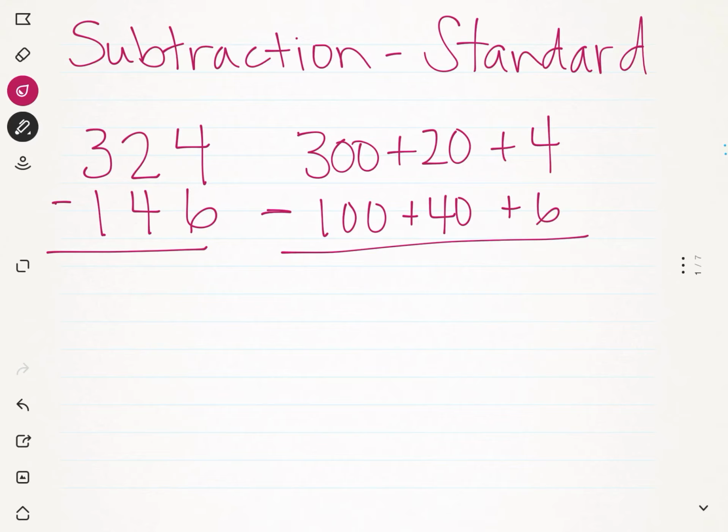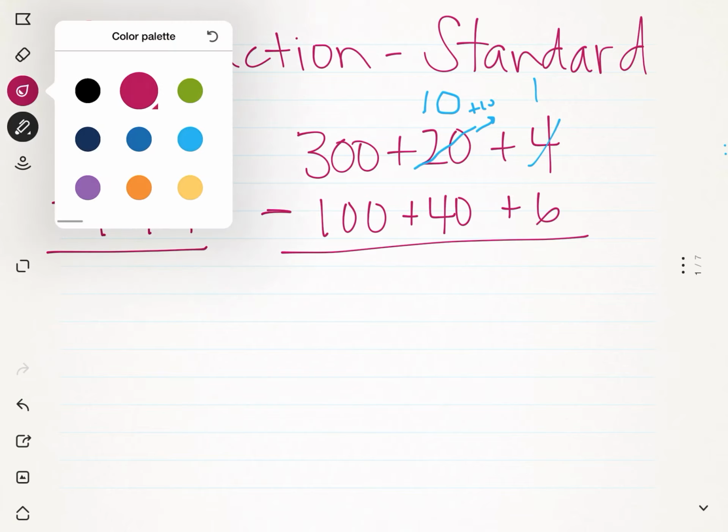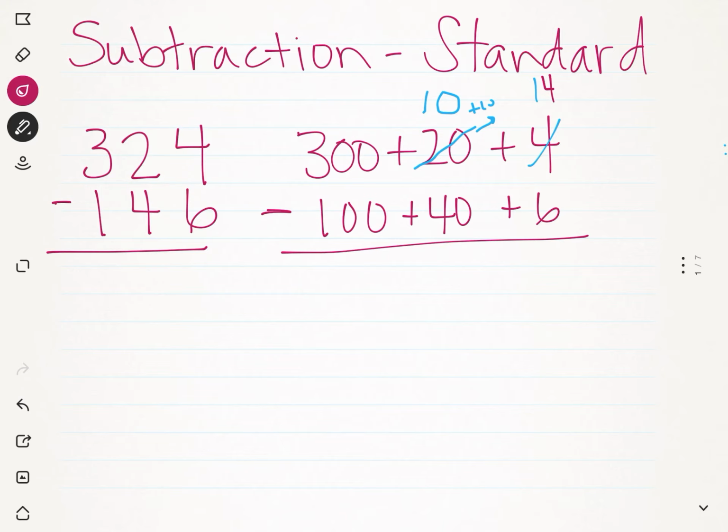So let's start on the right here. We always start in the ones place. So I have 4 minus 6, which we know we cannot do because 4 is smaller than 6. So I'm going to go next door to my tens place, and I'm going to borrow from my 20 here. That's now going to turn into a 10, and I'm going to add 10 to my 4. So my 4 is going to turn into a 14. So now I have 14 minus 6, and I get 8.